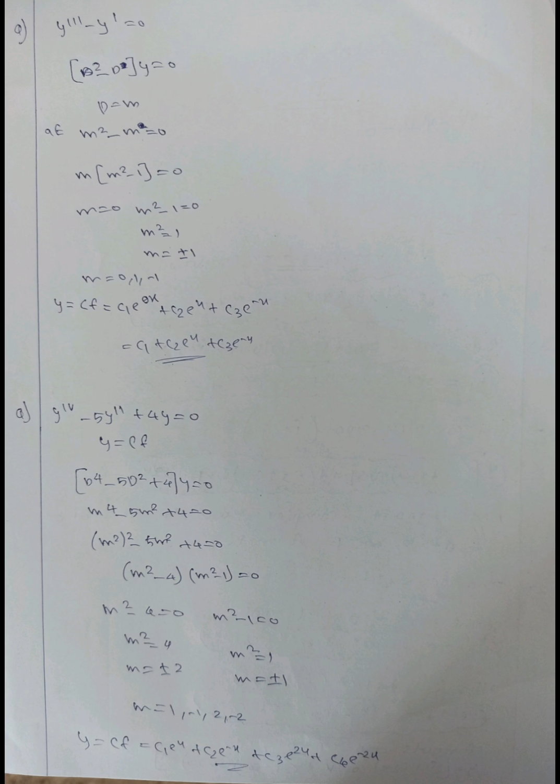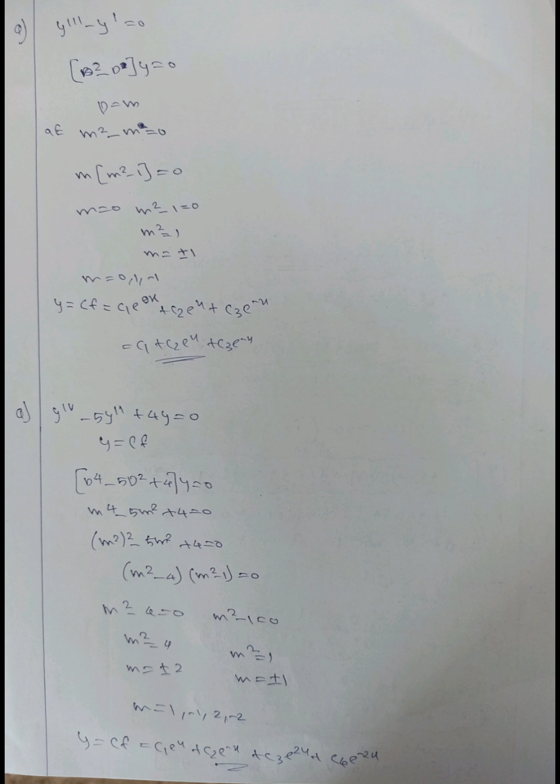In the first question, you can see y triple dash minus y dash equals 0. So there is a higher order derivative, and y triple dash is the highest order. We can put D equal to m, then m cube minus m equals 0. So we will get values m equal to 0, 1 and minus 1. So the CF equation will be c1 e raised to 0x plus c2 e raised to x plus c3 e raised to minus x.